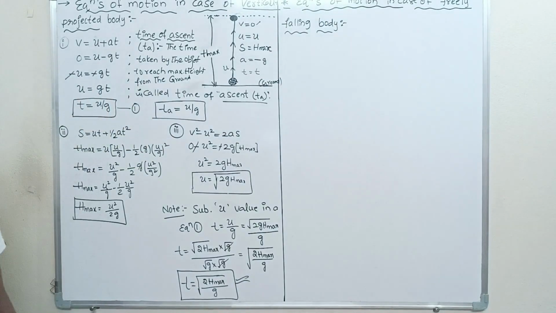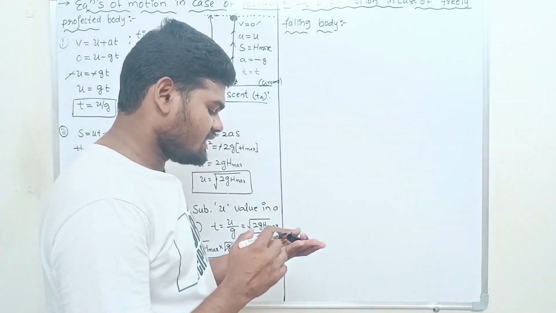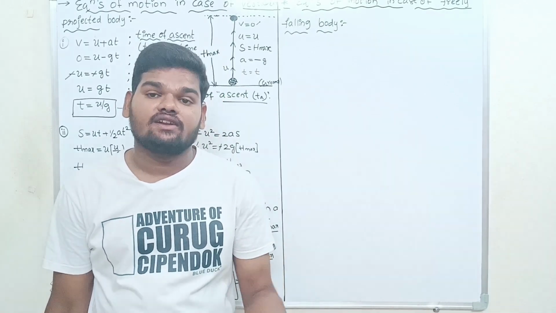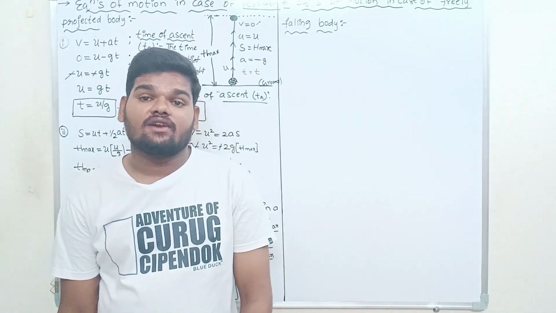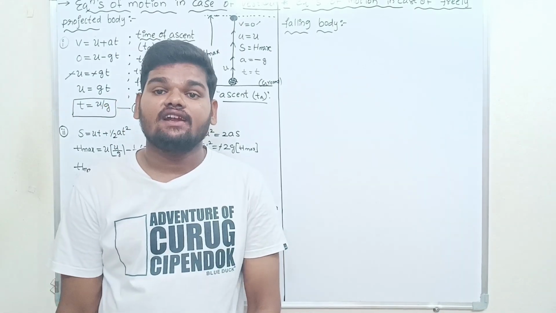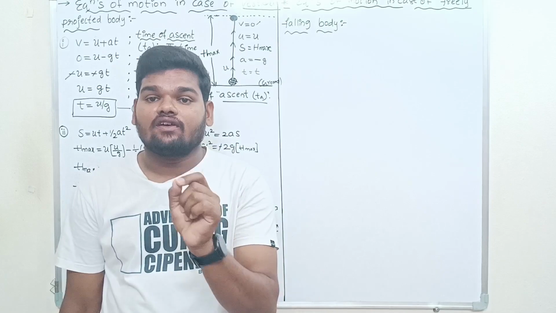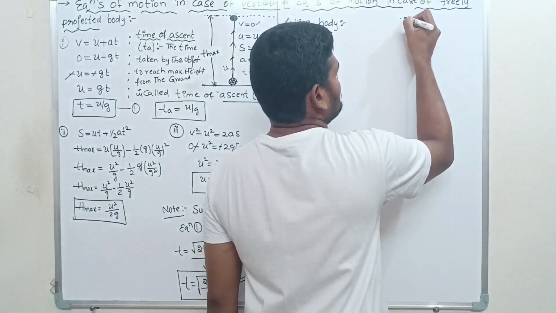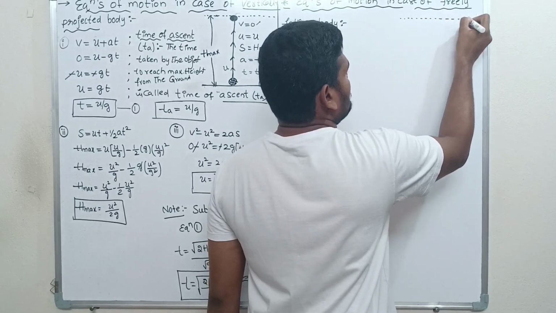Are you getting? Right. So what is the meaning of a freely falling body? Already I told you at the starting of the session. If the acceleration of the object is equal to the acceleration due to gravity, then we can say that it is a freely falling body. Right. So here is the object we have.